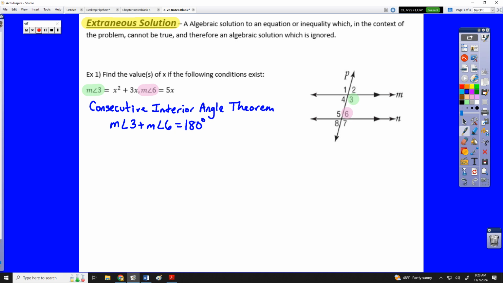So what we do is we plug in the expressions from the directions. The measure of angle 3 gets replaced with x squared plus 3x, and the measure of angle 6 gets replaced with 5x. That gives us an equation that contains only x, and we can use algebra to solve that equation. Now this is a quadratic equation. We can simplify it slightly by combining these like terms, which would give us x squared plus 8x equals 180.